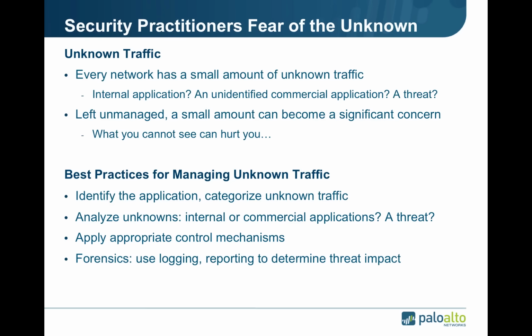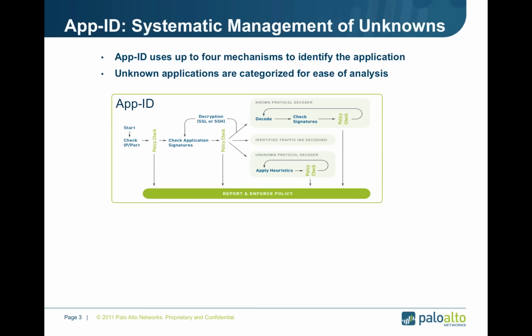The first thing you want to do is analyze and determine what the application is, categorize the unknown traffic, and determine if it's an internal application, a commercial application, or a threat. You then want to apply appropriate control mechanisms and continue using logging, reporting, and other forensic mechanisms to determine the impact and the result. AppID is the core of how Palo Alto Networks helps administrators systematically manage unknown traffic.